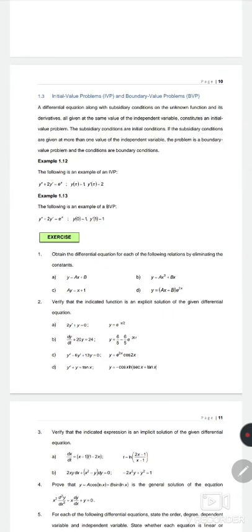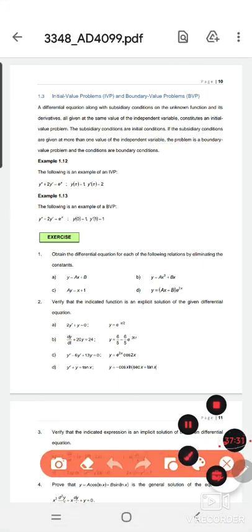Okay, apa maksud initial value problem and boundary value problem? A differential equation along with subsidiary conditions on the unknown function and its derivative, all given at the same value of independent variable, constitutes an initial value problem. Okay, this one, kalau awak tengok kat sini, if the subsidiary conditions are given at more than one value of the independent variable, the problem is a boundary value problem and the conditions are boundary condition. Okay, so dia sebenarnya macam ni je.